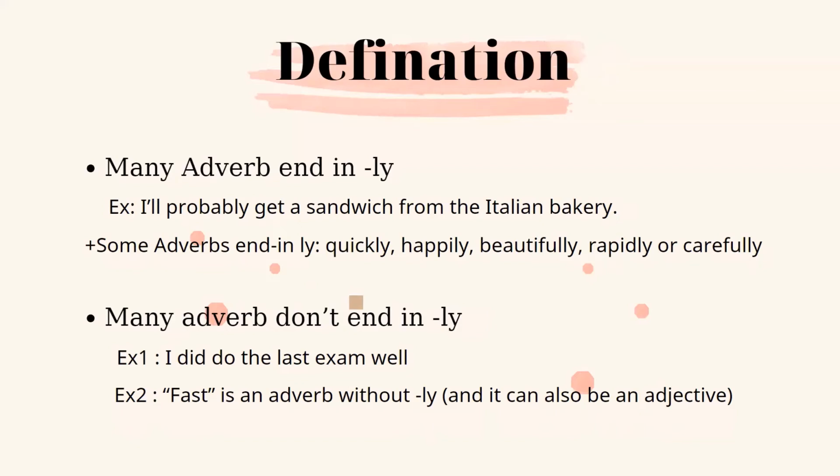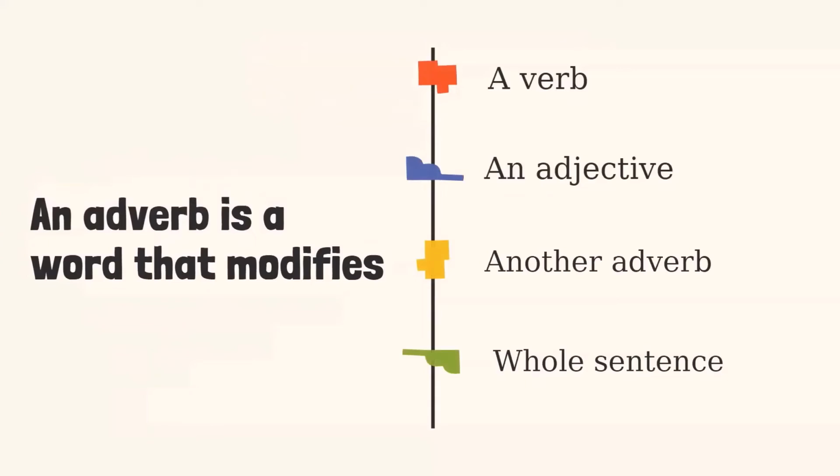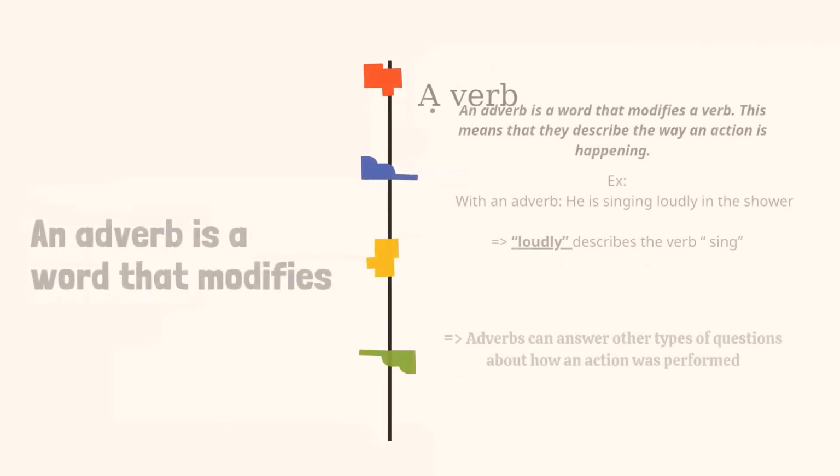Nhưng cũng có một số trạng từ không kết thúc bằng -ly nhưng vẫn đóng vai trò như là một trạng từ trong câu, ví dụ như well ở ví dụ đầu tiên, hoặc là fast, nó đóng vai trò là một trạng từ mà không cần -ly, và thỉnh thoảng nó cũng có thể là một tính từ. Trạng từ là một từ bổ nghĩa cho động từ, tính từ, những trạng từ khác trong câu và cả cả câu.